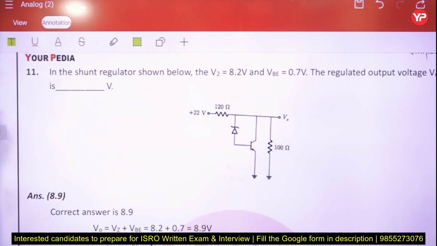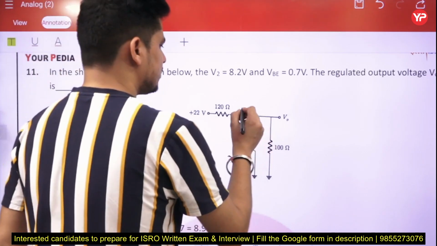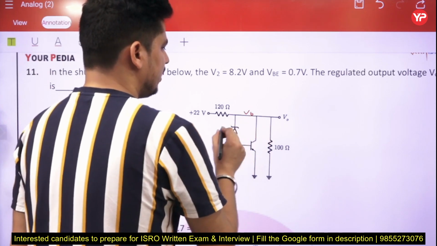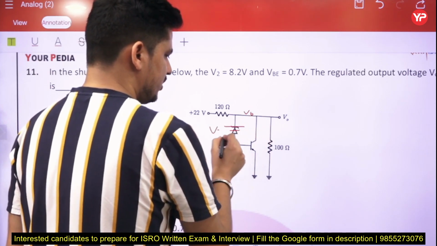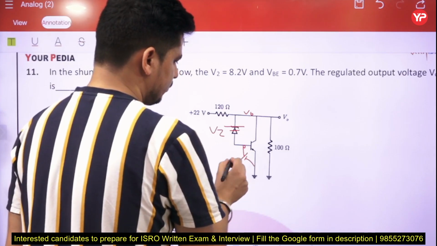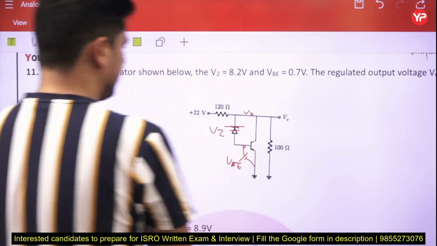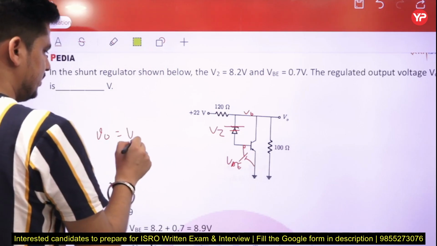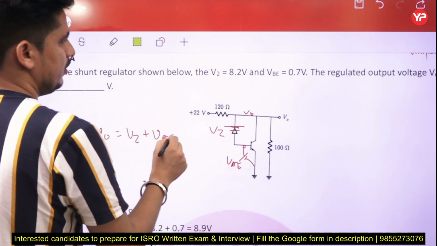In the shunt regulator shown in the figure below, the VZ is 8.2 and VBE is equal to 0.7 volt. The regulated output voltage will be what? Okay, we have to calculate the output regulated voltage. So what we are seeing here, basically this is the output voltage at this terminal. That output voltage is VZ plus how much? The voltage across this terminal, that is VBE. So we can say the output voltage is VZ plus VBE.